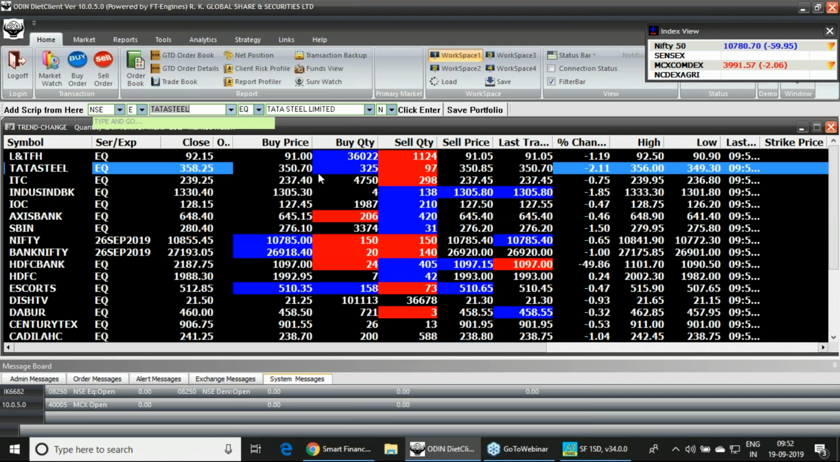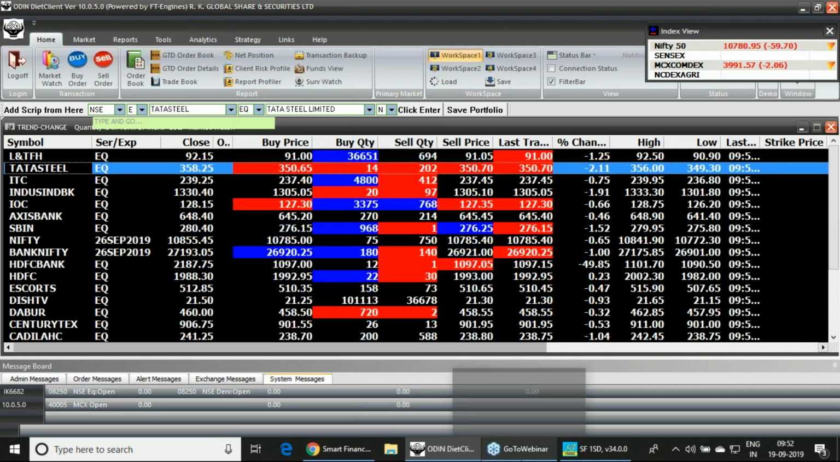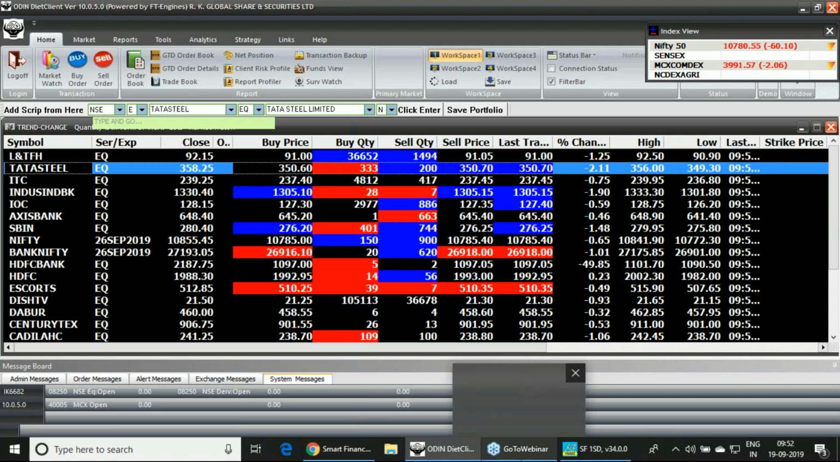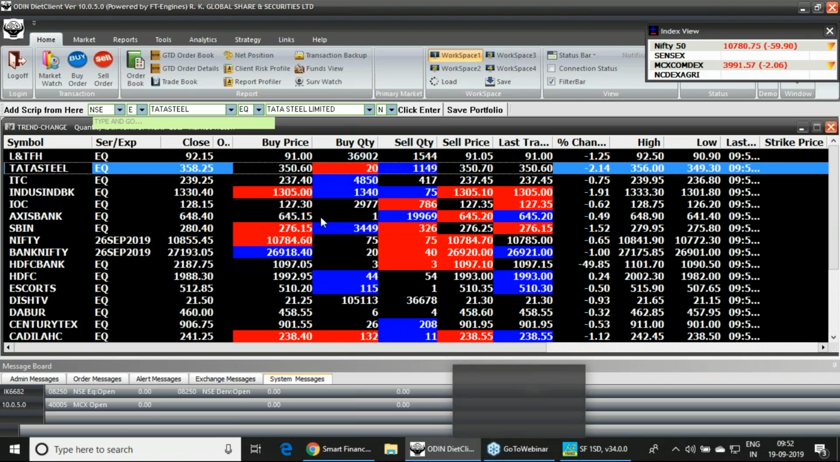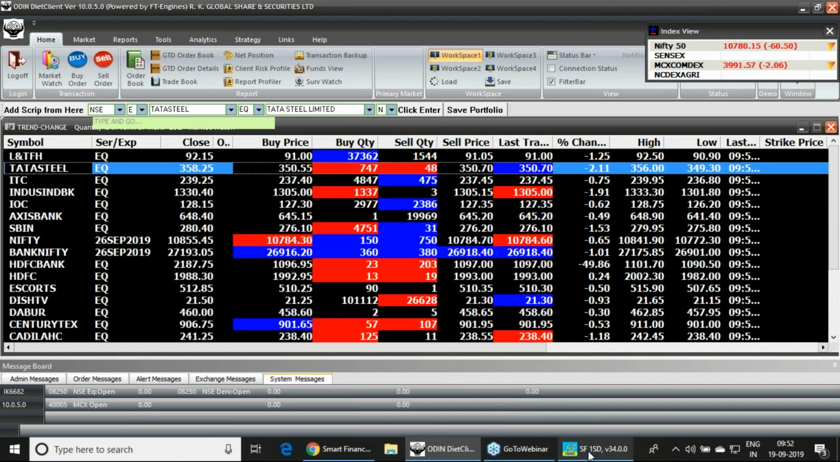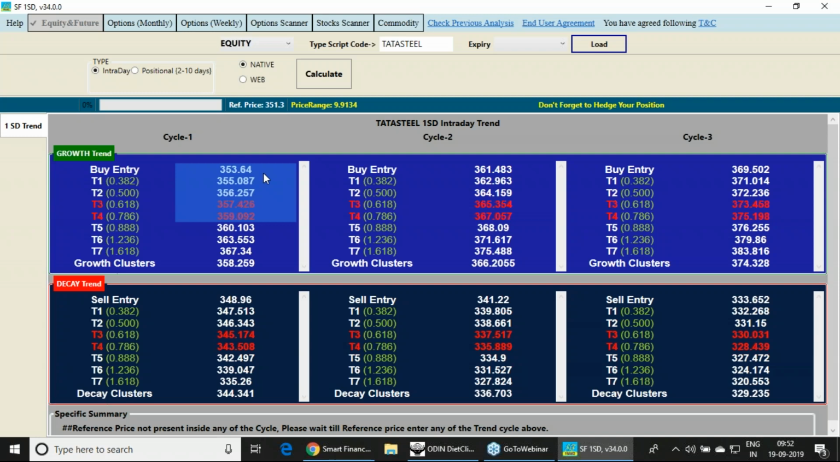It is at 350 rupees and 70 paisa now. So neither in the buy trend nor in the sell trend, we will be selling below 349 and buying above 354. So this is for Tata Steel.